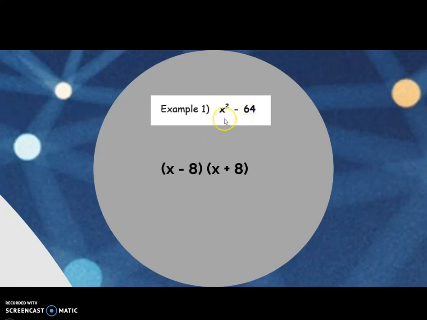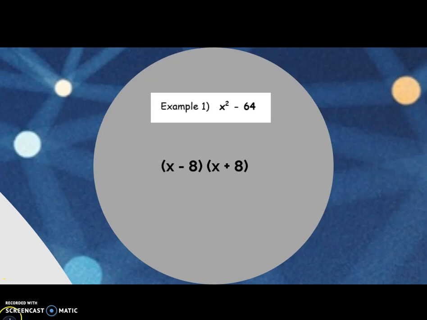So once you identify those are perfect squares and there's a minus sign between them, you have an x, 8, 8, and one has a minus and one has a plus. So that's how you would rewrite it, and this is fully factored. Now, let's go back and look at a different one.